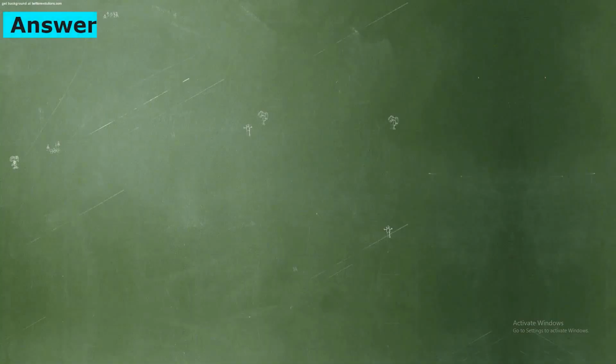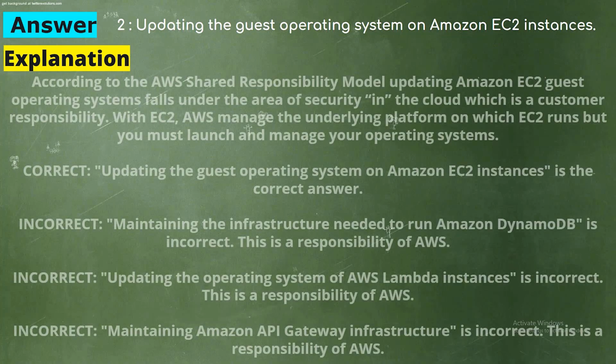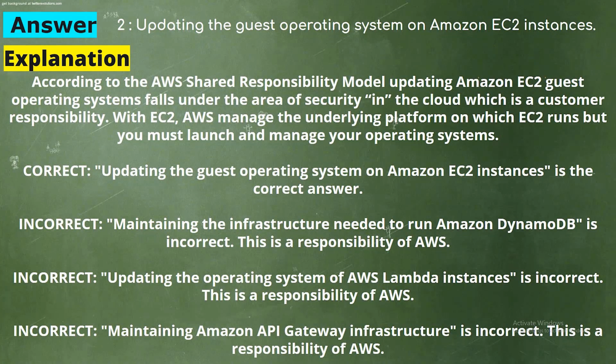And the correct answer is Option 2. Updating the guest operating system on Amazon EC2 instances. Explanation. According to the AWS shared responsibility model, updating Amazon EC2 guest operating systems falls under the area of security in the cloud, which is a customer responsibility. With EC2, AWS manages the underlying platform on which EC2 runs, but you must launch and manage your operating systems. Correct. Updating the guest operating system on Amazon EC2 instances is the correct answer.